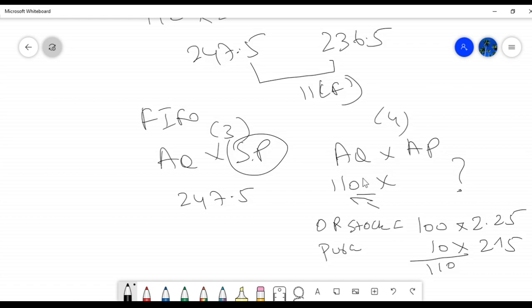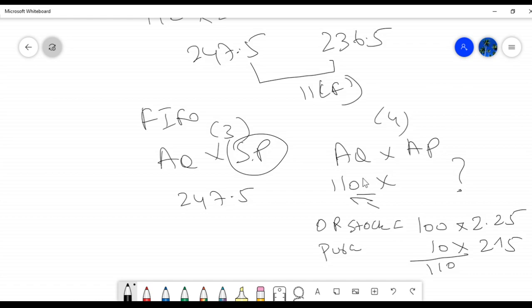Then finally, LIFO. The final one is the last in, first out method. For 3, the same answer, AQ into SP, that is 247.5. For 4, last in, first out, AQ into AP. This AP we should know. AQ we know already, 110 into AP. How much?